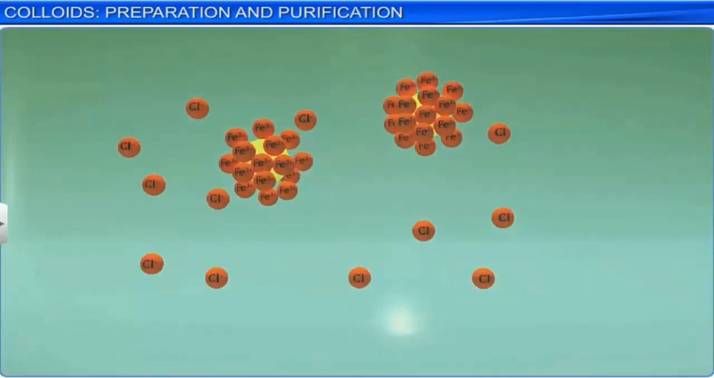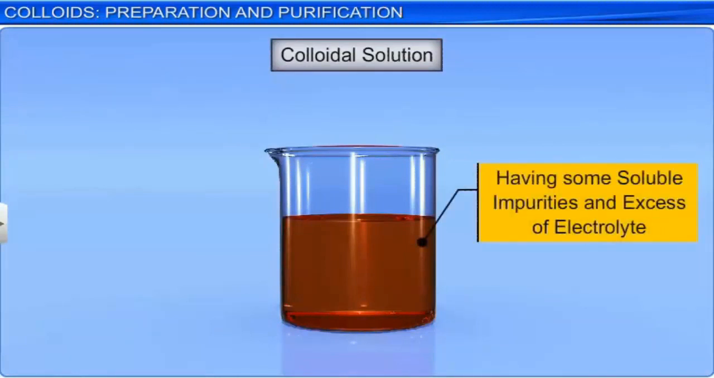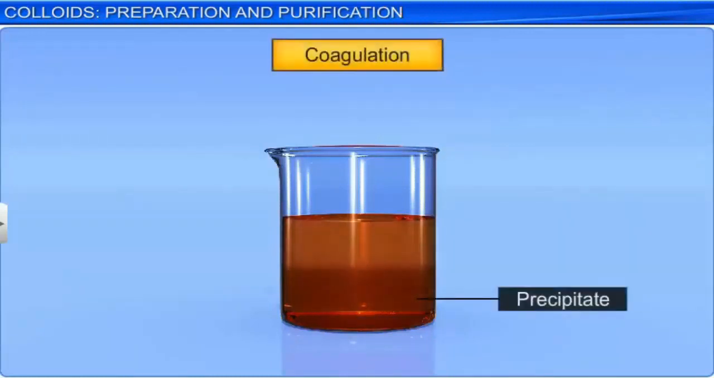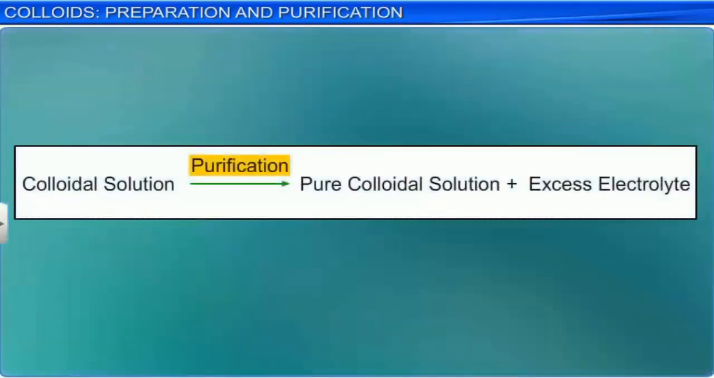The colloidal solutions prepared by the methods we just discussed are generally associated with some soluble impurities and some excess of electrolyte, though a trace amount of the electrolyte is sometimes essential for the stability of the colloidal solution. An excess of it causes coagulation of the sol. That is why the sols obtained are subjected to purification to get rid of excess electrolyte.